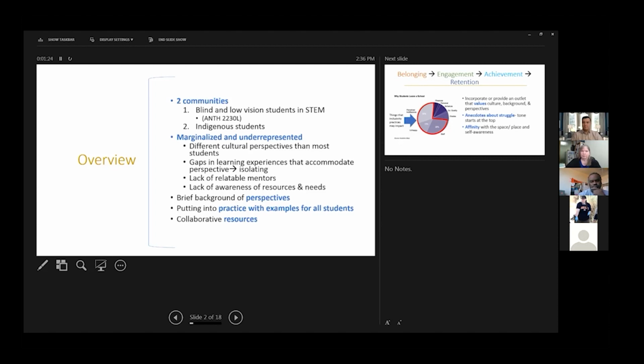the normalized Western classroom. There's generally a lack of mentors that they have prior to even coming to a university. And for instructors, there's a lack of awareness and of the resources and their particular needs as well. And so that's kind of where my background coming into these examples is from.